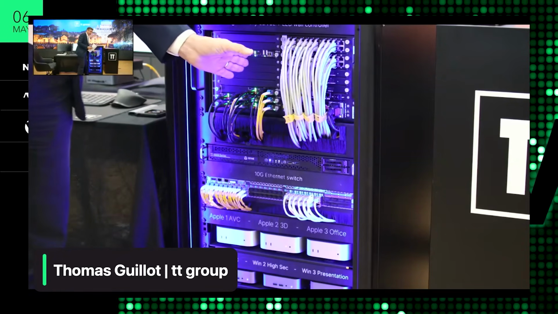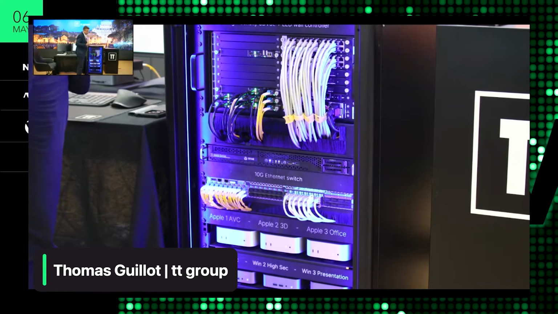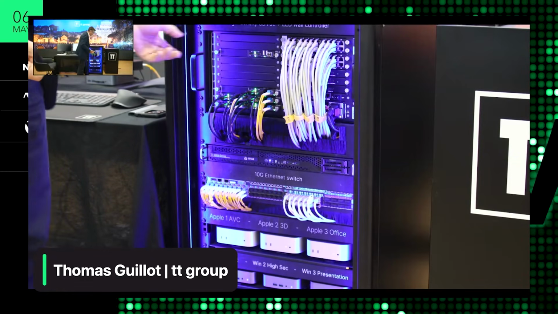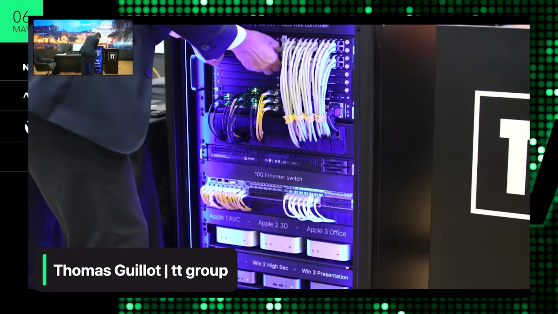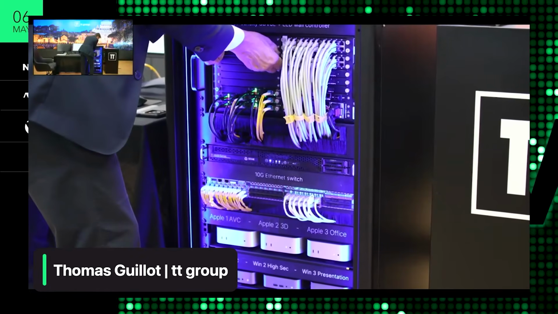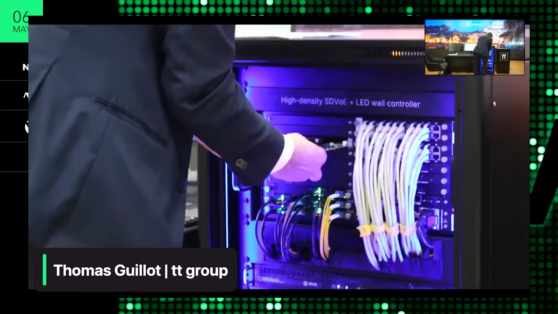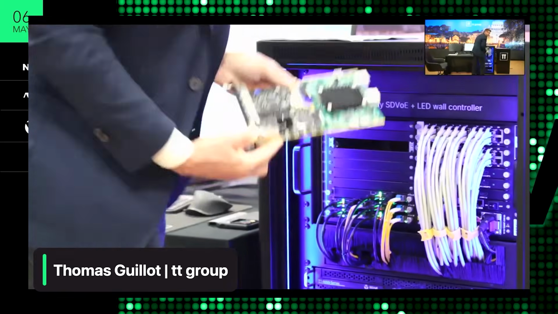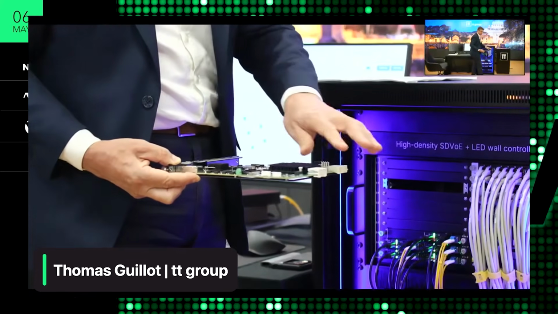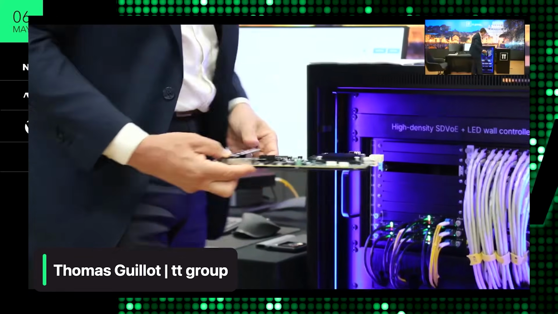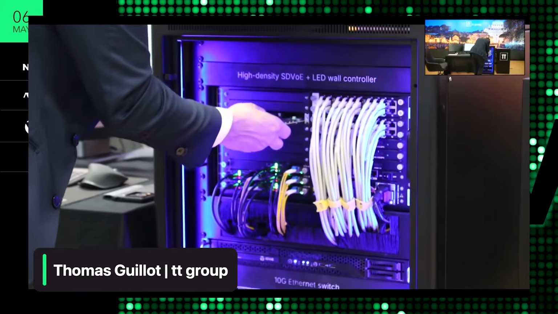And on the left side, you have the cards that we were just mentioning, which are the SDVoE cards, which are hot swappable. This one is not connected, so I can remove it. This is an input card that is doing the Novastar management and the SDVoE management at the same time. So, put it back.